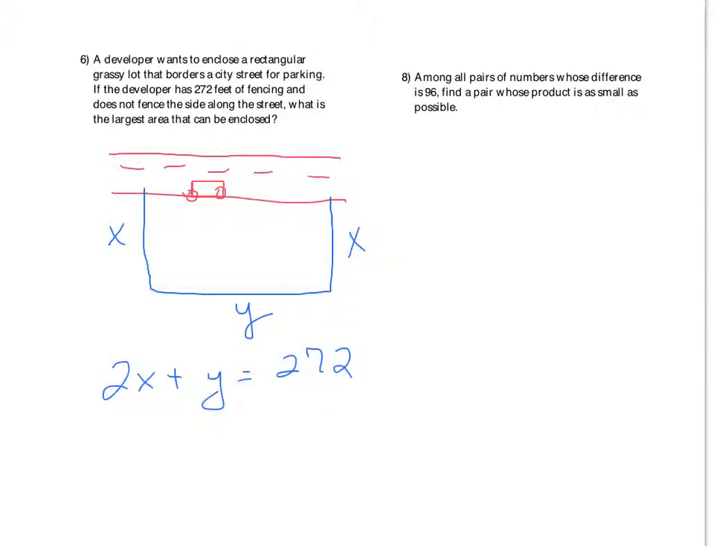Fencing is perimeter. Perimeter is distance around. X plus y plus x. So it's 2x plus y. That's my definition statement, as we call it. And I want the largest area. So what I am maximizing is area. Area of a rectangle is length times width. That's xy again. So this is what I want to know the vertex of. I can't have x's and y's mixed together, so you're going to do the same thing you just did.